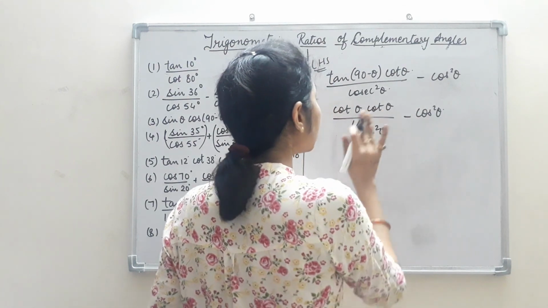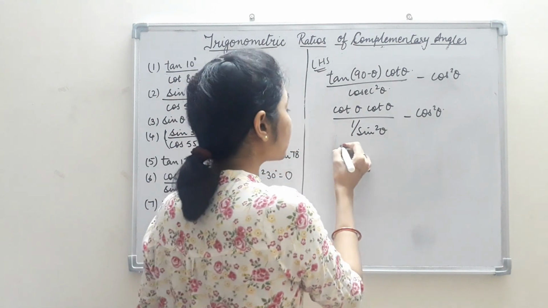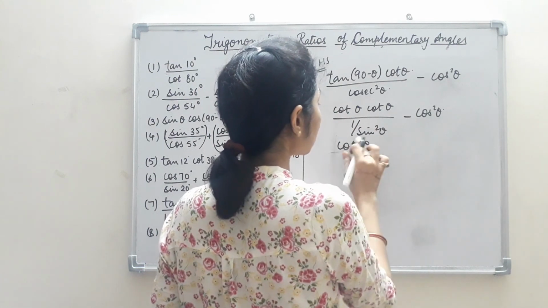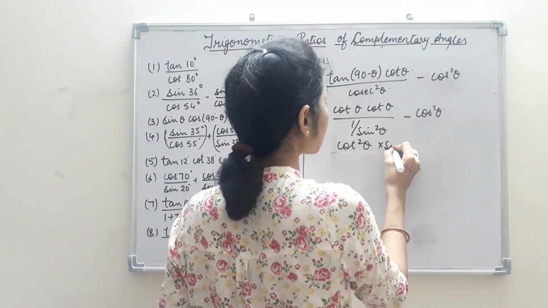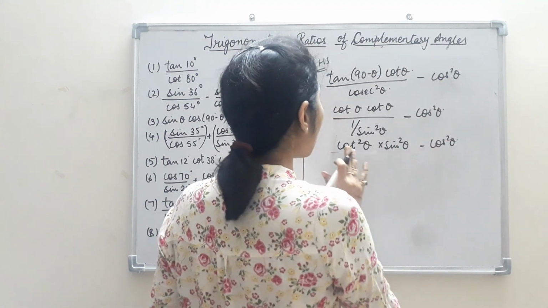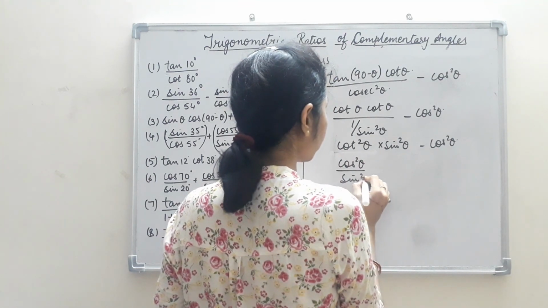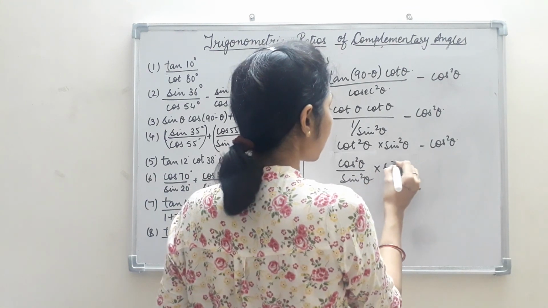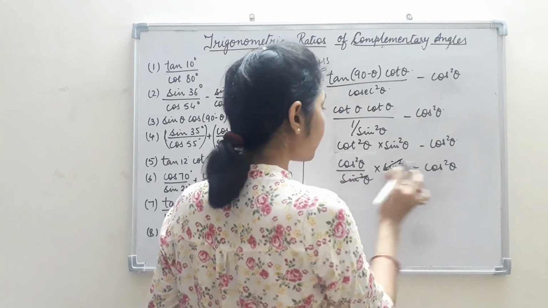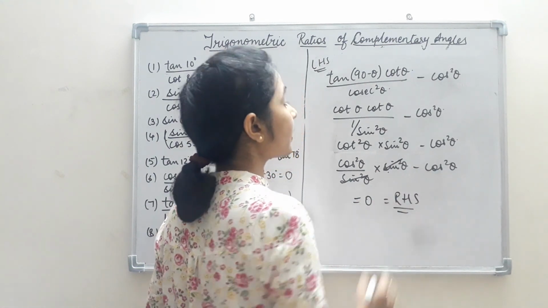Now here we are having cot square theta. Let us write it clearly so it will be more clear: cot square theta upon, now this sine square theta goes in the numerator, so cot square theta into sine square theta we have got, minus cos square theta. Now cot square theta is equal to cos square theta upon sine square theta, and we are having in multiplication sine square theta, minus cos square theta. This and this cancels, so what we have got is cos square theta minus cos square theta, and that is equal to 0, and that is equal to RHS.